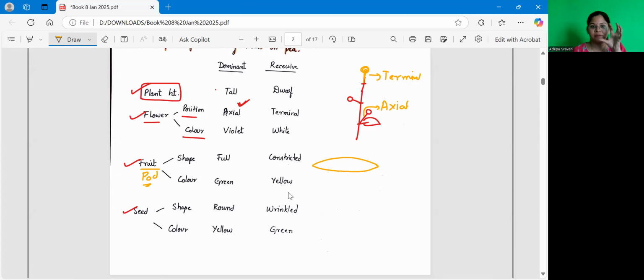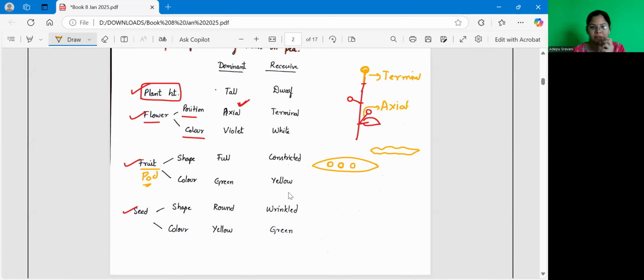Shape: full will be dominant. Constricted will be something like this. So this will be constricted and full. And if the pod is green, that will be dominant. Yellow will be your recessive. Next, coming to the seed. Now, inside we have seeds, isn't it? Again, we can have the shape and color. He has taken shape and color. Round will be dominant, wrinkled will be recessive, and yellow seeds will be dominant and green will be recessive.